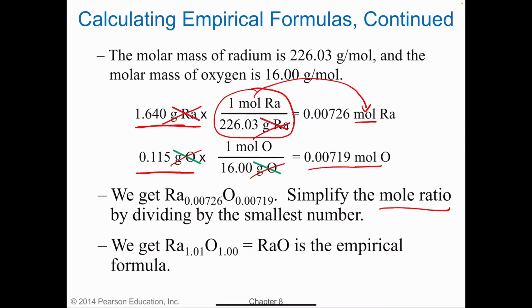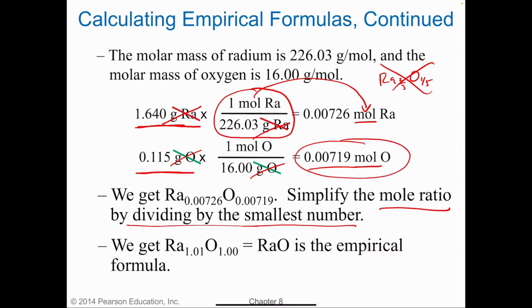I mean, we never have a compound where it's like radium 2/3 and then an oxygen 1/5. It's never something like that. They're always whole numbers, like 1, 2, 3, 4, whatever. What we do is we figure out which one is the smallest number and divide both of those by the smallest number. So this is the smaller of the two.